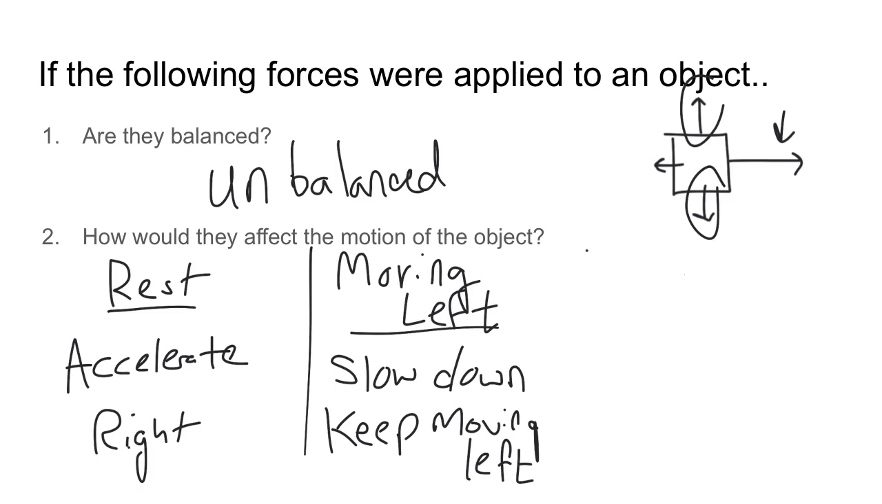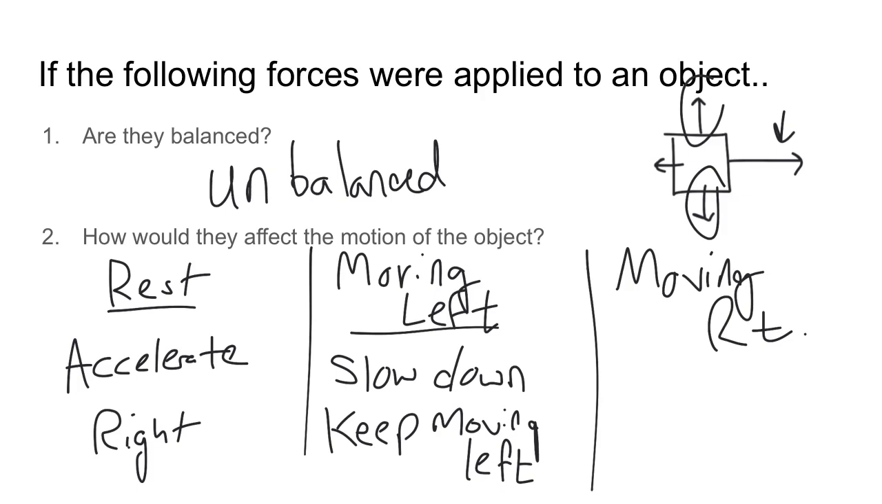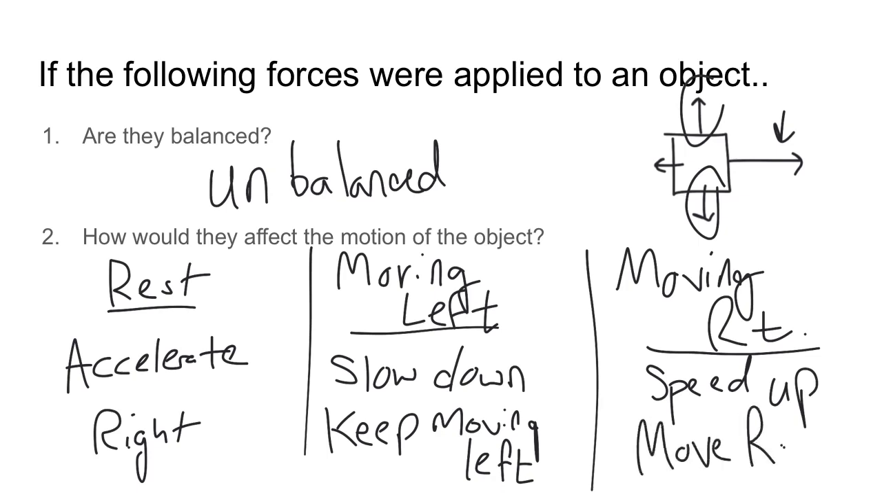If we have an object that is moving, let's say it's moving right. Let's say you're just kind of skating along to the right, and all of a sudden someone pushes you in the same direction that you're moving. Well, now I am going to have that force, and I'm going to speed up and move right, because I'm already moving in that direction and somebody's now pushing me in that direction, so I'm going to speed up towards the right.